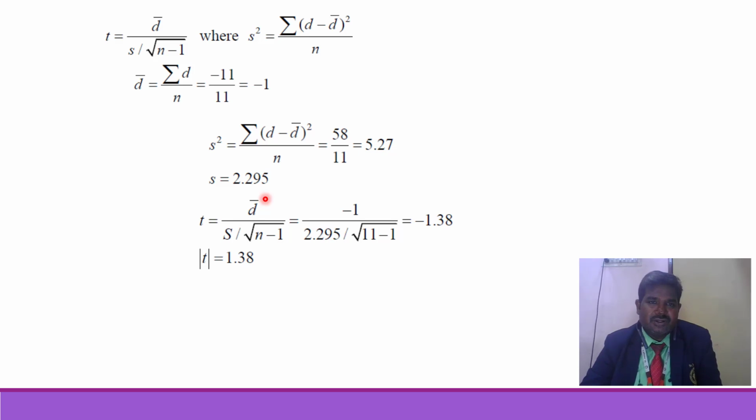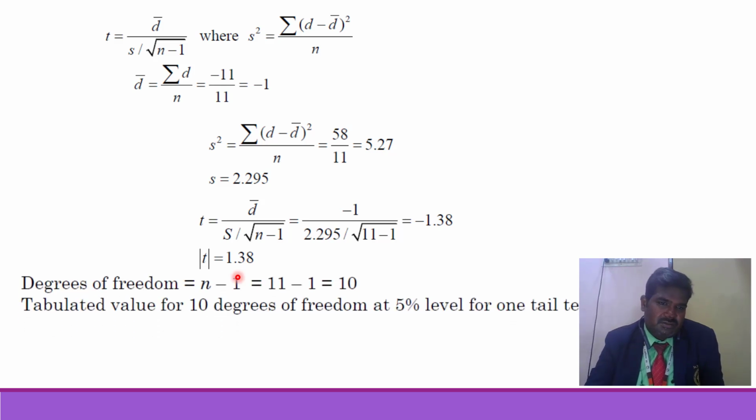Now we substitute in the formula. T is equal to D bar by S by root of n minus 1. So minus 1 divided by 2.295 divided by root of 11 minus 1. We simplify this and get minus 1.38. So take the absolute value. T is equivalent to 1.38. With the degrees of freedom n minus 1, n value is 11, so 11 minus 1 is 10.